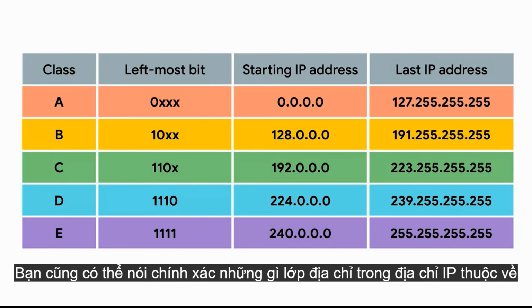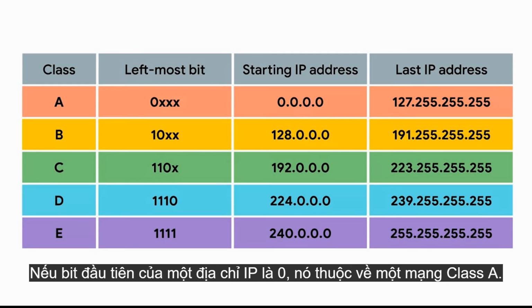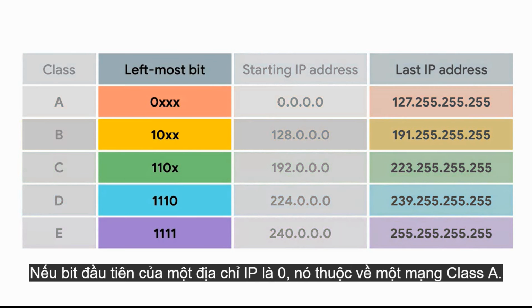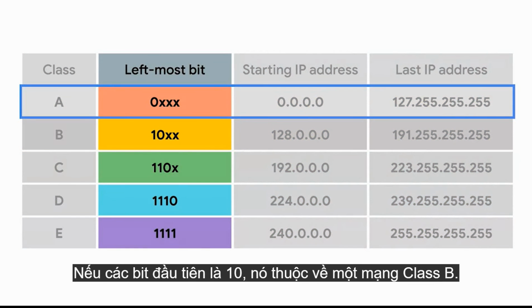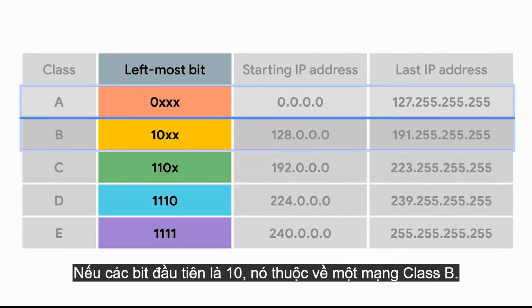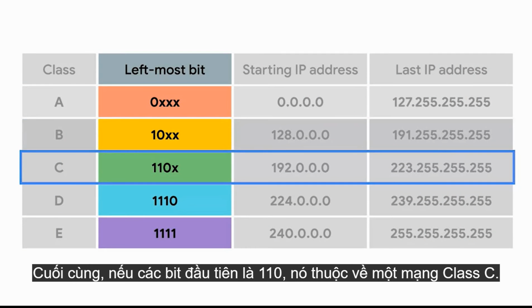You can also tell exactly what address class an IP address belongs to just by looking at it. If the very first bit of an IP address is a 0, it belongs to a Class A network. If the first bits are 1, 0, it belongs to a Class B network. Finally, if the first bits are 1, 1, 0, it belongs to a Class C network.